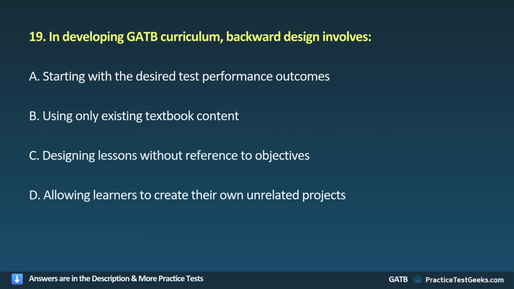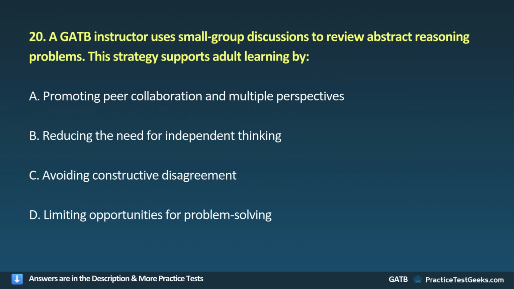B. Using only existing textbook content. C. Designing lessons without reference to objectives. D. Allowing learners to create their own unrelated projects. 20. A GATB instructor uses small group discussions to review abstract reasoning problems. This strategy supports adult learning by A.